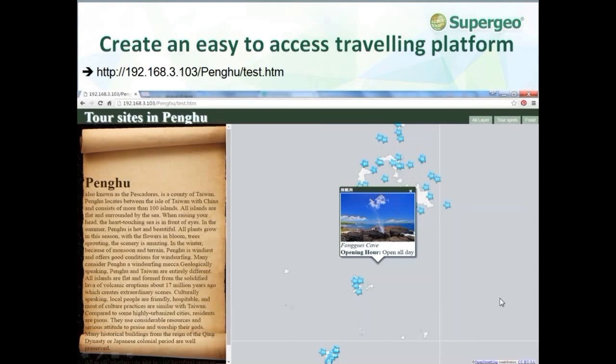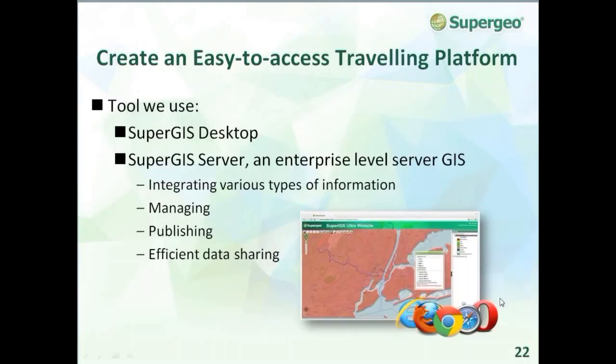And later, I will show you how to use SuperGIS Desktop and SuperGIS Server to create a map platform. And before we start, it is better to know the tools we use. Okay, the tools we are going to use in the second part are SuperGIS Desktop, which we already introduced in our first part, and also SuperGIS Server, which is an enterprise-level server GIS that integrates various types of information, and you can easily manage and publish your data more efficiently.